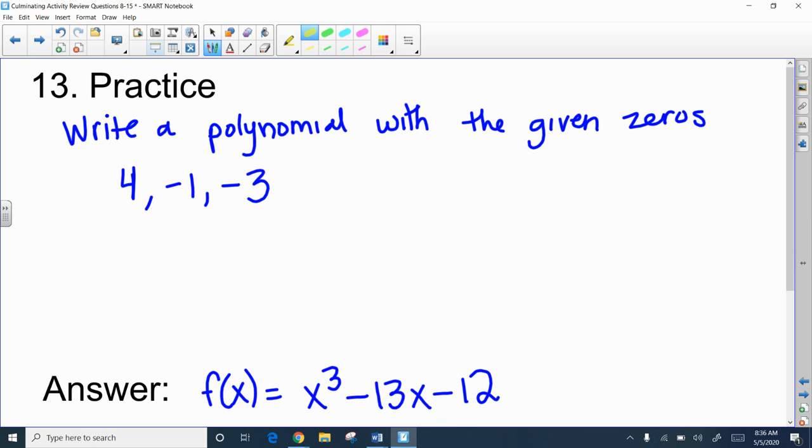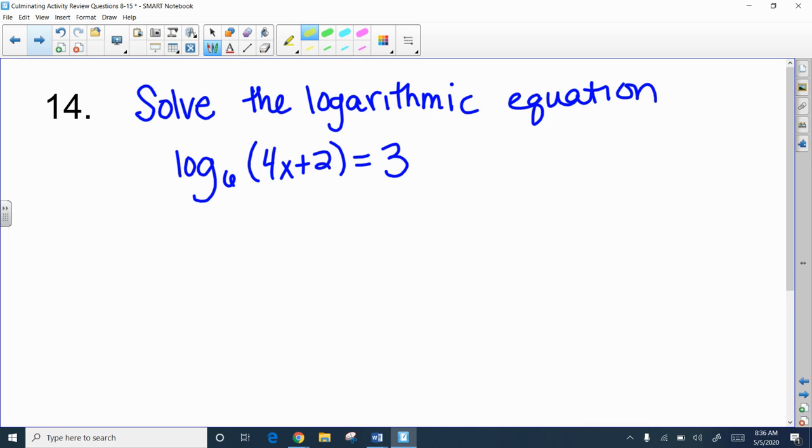All right, the answer here, so the factors would be x minus 4, x plus 1, and x plus 3. So when you multiply them together, you should end up with f of x equals x cubed minus 13x minus 12. All right, we got a couple more.